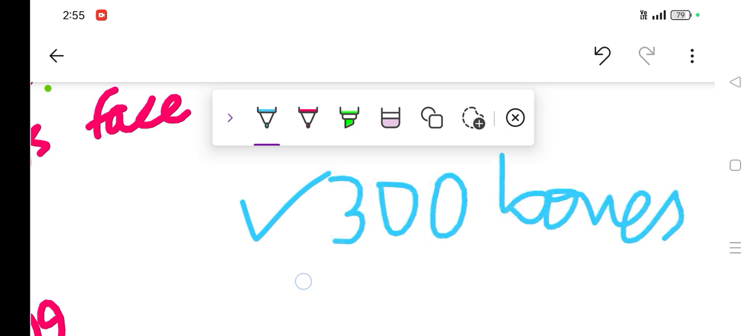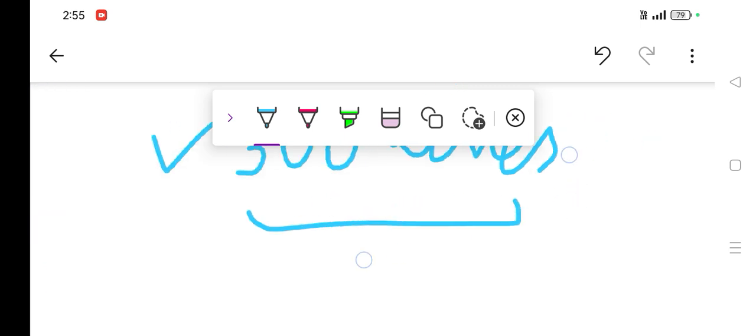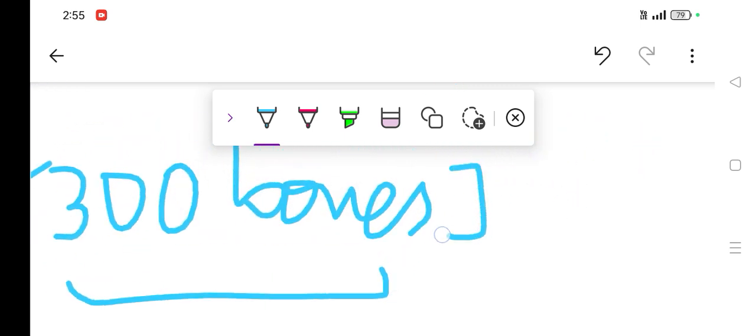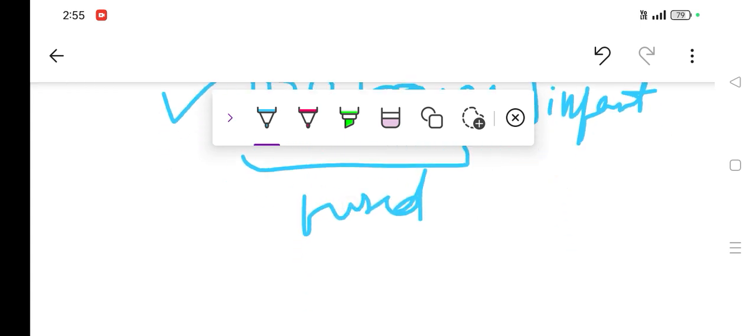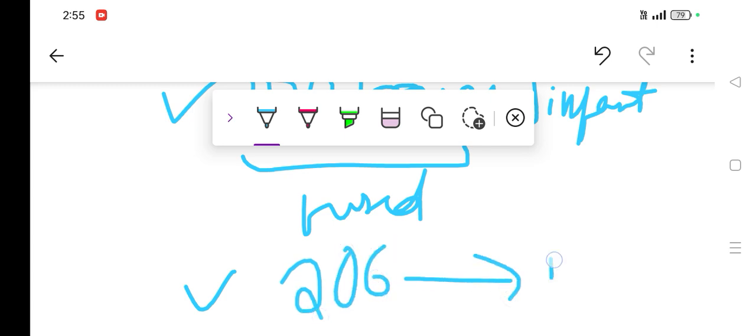But what happens when you become an adult? This is the position when you are quite small, an infant, or even smaller than that, when you are born. At that time you have so many bones, and many of them get fused. When they get fused, our bones become 206 in number. These 206 are only bones, not muscles.